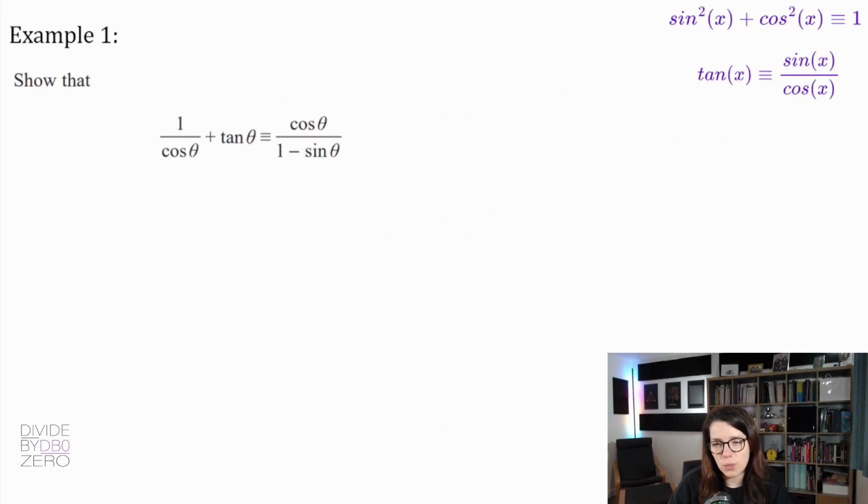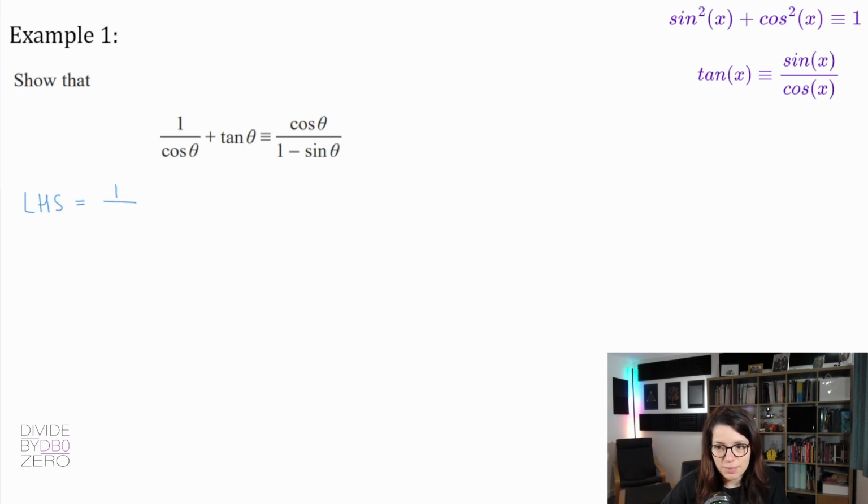Example 1: show that 1 over cos theta plus tan theta is identical to cos theta over 1 minus sin theta. Now this is a proof, or a show that, so it's best to start with one side of the equation and then end up at the other side. I'm going to start with the left-hand side, LHS.